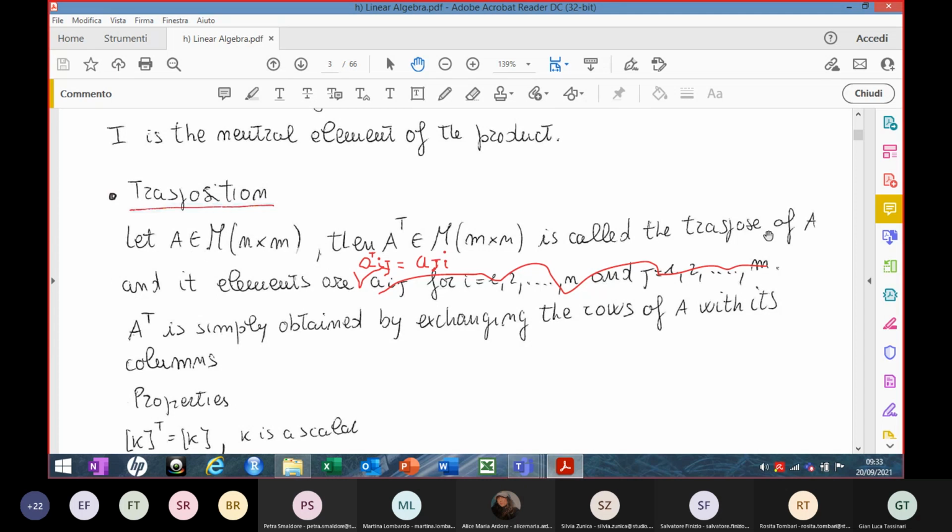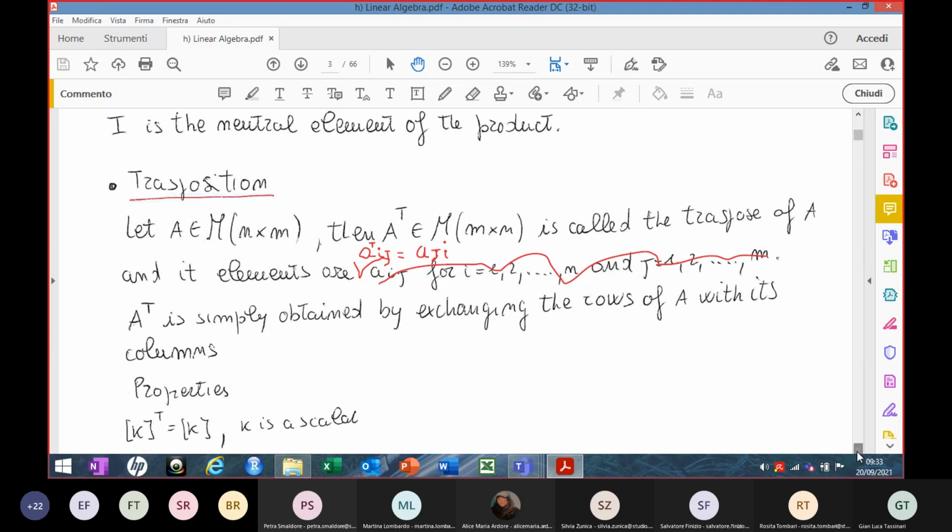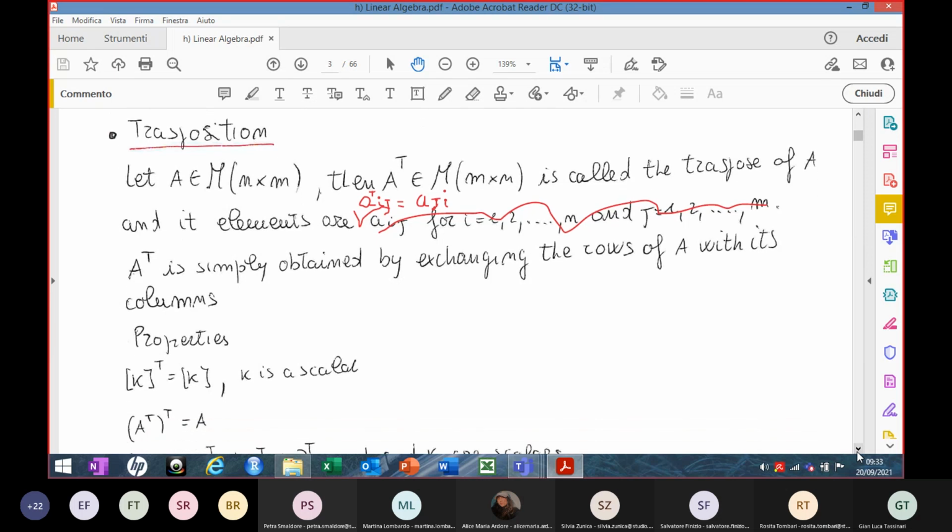This is called, I repeat, the transpose of A, and its elements are simply obtained by exchanging the rows of A with its columns. Exchange the rows of A, which are n rows, with the columns, and you get the matrix A transpose. I will show it graphically with numbers in a moment. I need to finish some definitions, and then we will see everything with real matrices, so you can see how everything is easy. So don't be scared for the moment if you have never seen this topic.